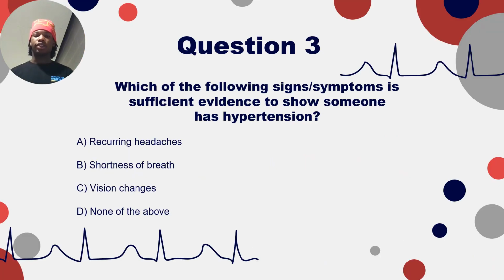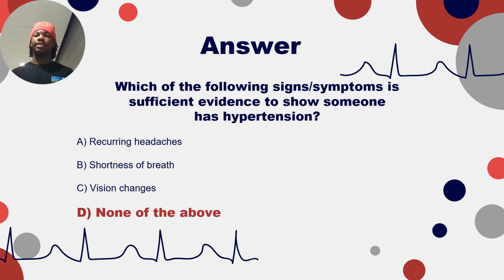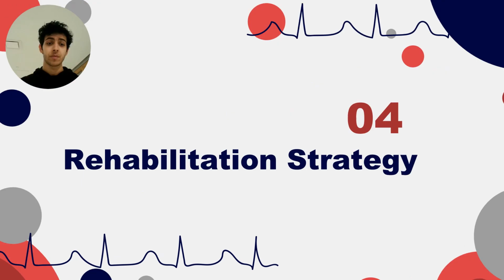Question 3. Which of the following signs or symptoms is sufficient evidence to show if someone has hypertension? A. Recurring headaches. B. Shortness of breath. C. Vision changes. Or D. None of the above. The correct answer is D, none of the above. Although all of these are common signs and symptoms, none can be traced directly back to hypertension. Also, hypertension is usually asymptomatic.